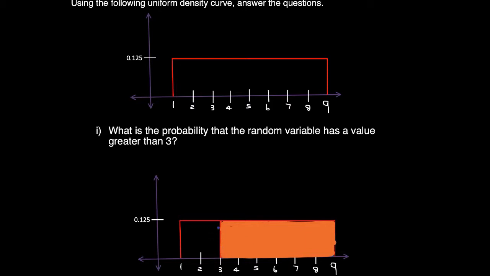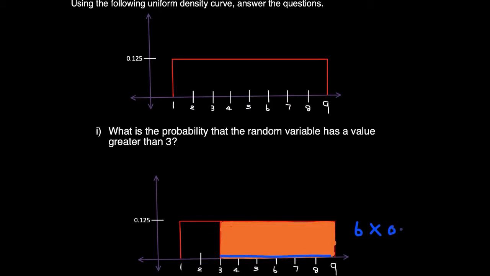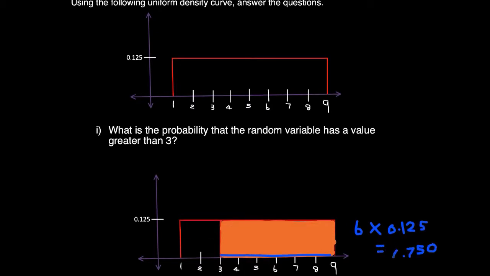Okay, we know already width is 0.125. The length 1, 2, 3, 4, 5, 6. 6 unit. Therefore, 6 multiplied by 0.125, this equal 0.750. So this is the probability greater than 3.